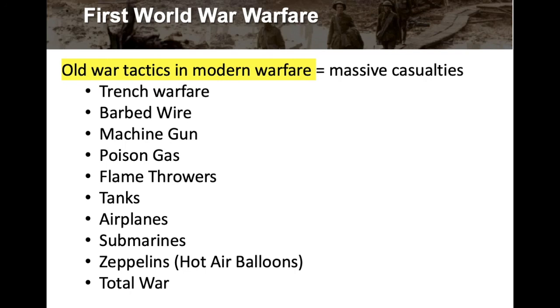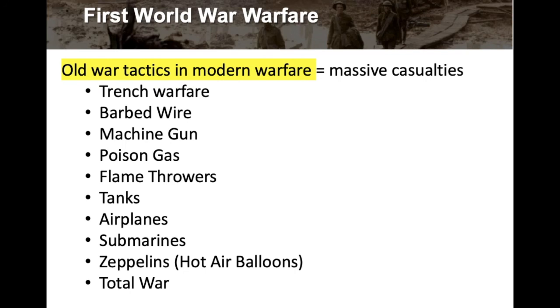So we're going to go through and just briefly explain each one of these, and then I have some pictures coming up. Number one, trench warfare. That's a modern tactic. World War I was not the first war that had trenches, but it was definitely the first global war that used trench warfare. The Western Front had it. Even the Eastern Front had some. We saw the Gallipoli campaign in the South had it. There were trenches everywhere.